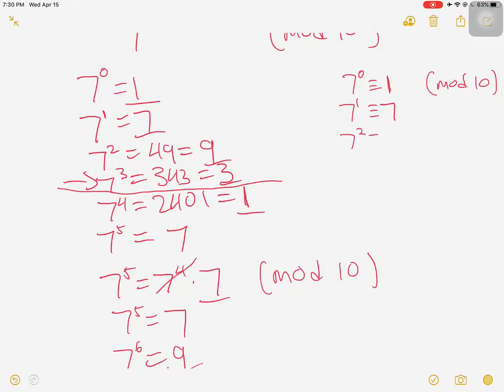And 7 to the 2 is congruent to 9. 7 to the 3 is congruent to 3. And 7 to the 4 is congruent to 1. And we can see that it just starts cycling. If you want to continue, we can see that it cycles.